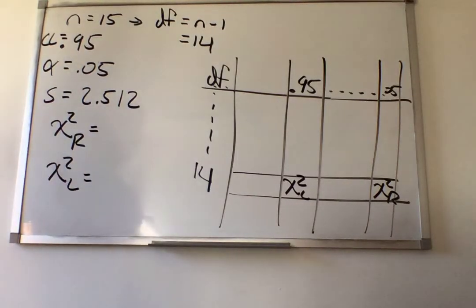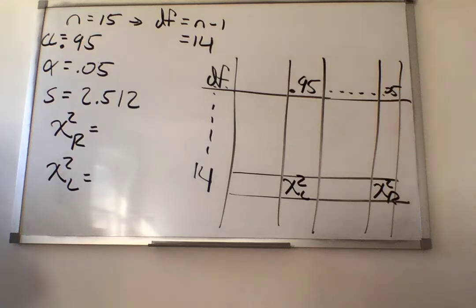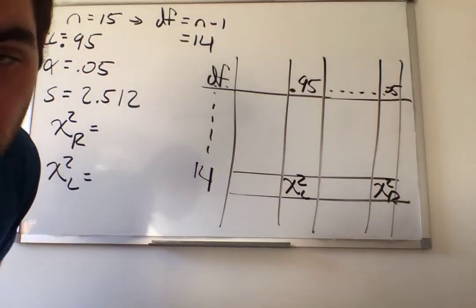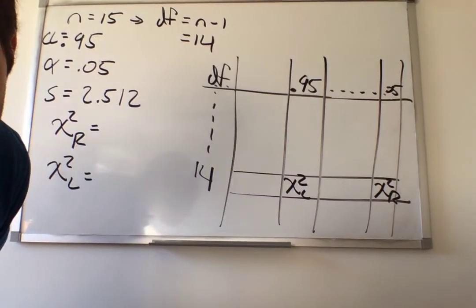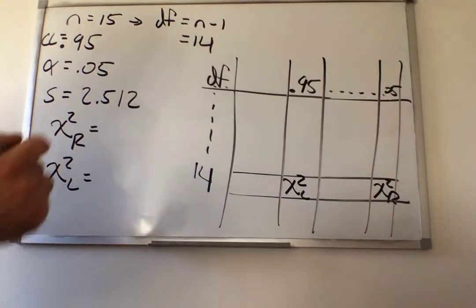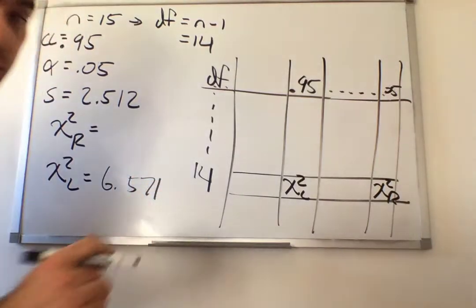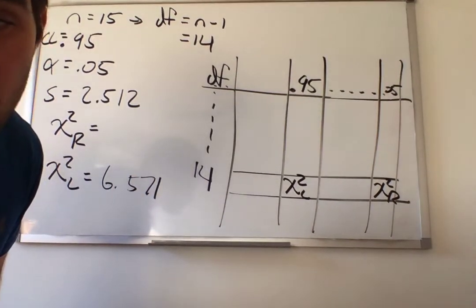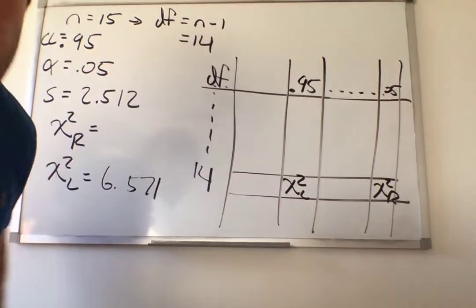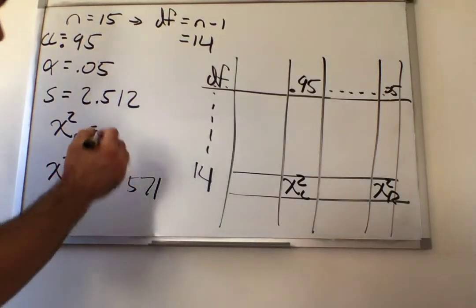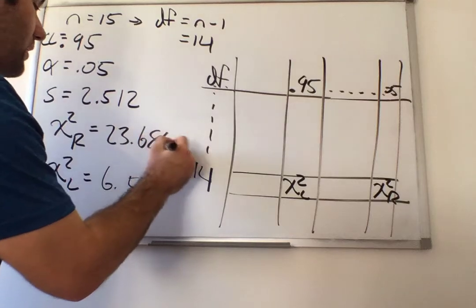So pause for a moment. Take a look at the table and see if you can pick these values out on your own. Okay? And then once you've got your values picked out, resume the video and see what numbers I have here. So if I go to the row of 14 and go over to 0.95, the chi-squared left value I get is 6.571. And then if I go over to this one, the chi-squared right value, 14 and then 0.05, 23.685.